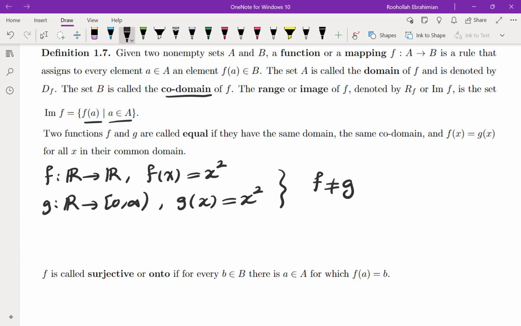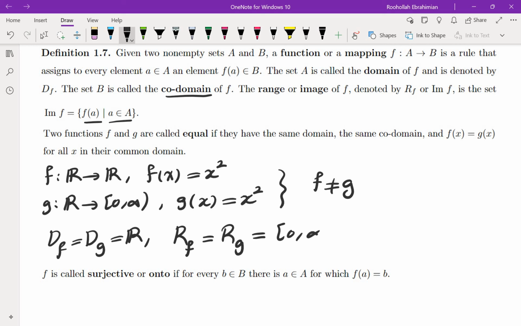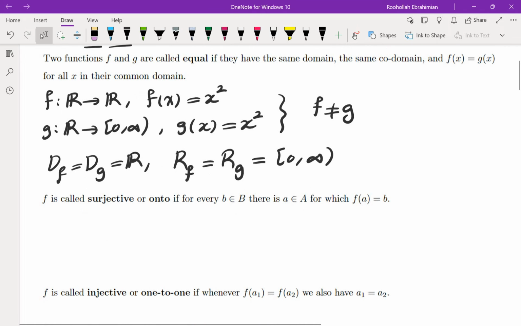If you look at the domain of the first one and the domain of the second one, they are both real numbers. The range of the first one and the range of the second one are both non-negative real numbers. But the codomains are in fact different. So that becomes important when we talk about surjectivity, or ontoness. So what is surjective? We say f is surjective if for everything in the codomain there is an element in the domain that is mapped to that element.